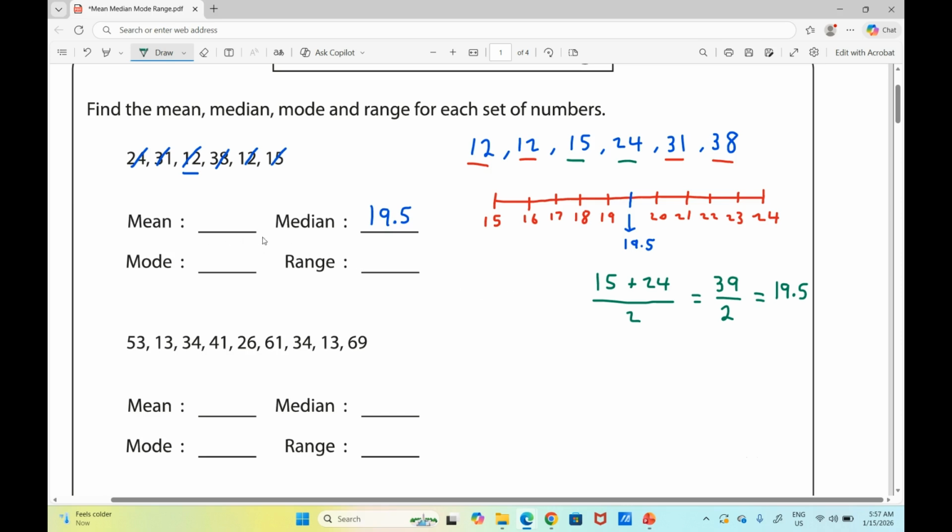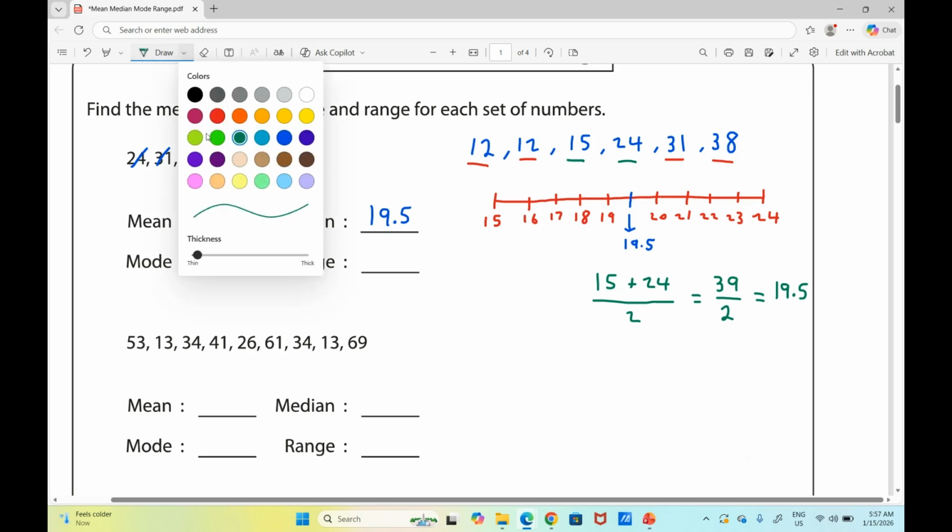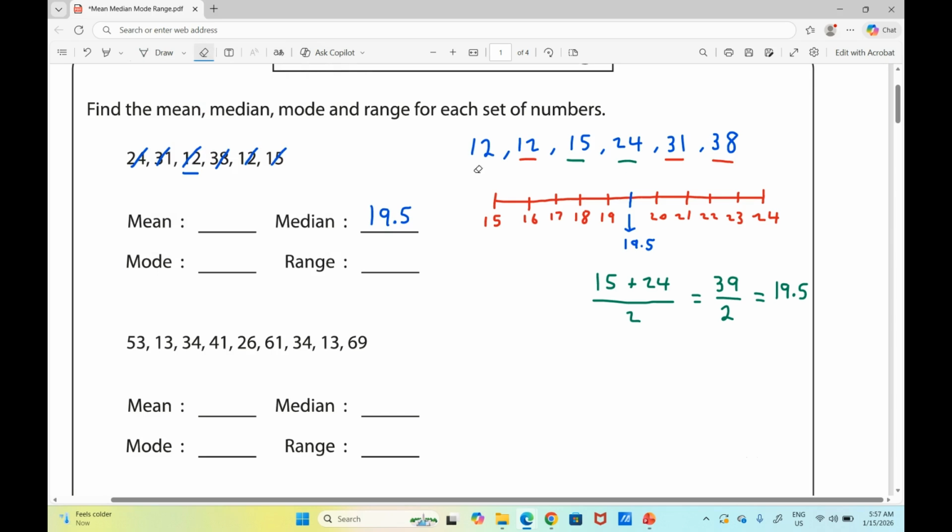Okay, let's solve for our next one, the mode. I'm going to solve for the mode here. So the mode is the most commonly occurring number. So for the most commonly occurring number, I'm just going to erase these right now so I can underline them more. So the most commonly occurring number is defined as the number that occurs twice or the most in a data set. So looking at this data set here, I have 12, 12, 15, 24, 31, and 38.